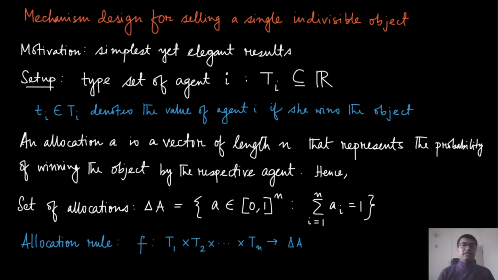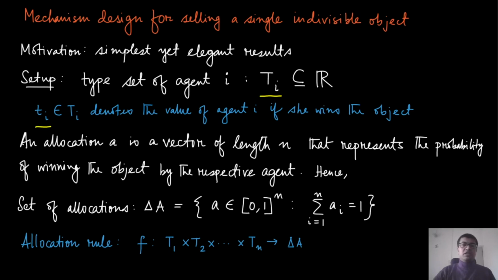So in this setting, we have a type for player i, which is denoted by capital Ti, the type set for player i, and an individual type will be denoted by the lowercase ti. Now this denotes the value of the agent. Because there is only one object, this one number represents the type completely, because if the user wins this object, or gets allocated this object, then he or she gets the valuation of ti, and if he does not get that, then his valuation is 0.